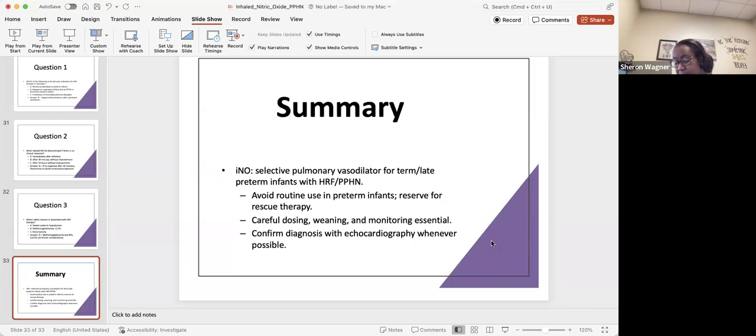And also PPHN is to be confirmed by echocardiography whenever possible. But if you do not have an echocardiogram readily available for you, do not delay therapy. Initiate the nitric oxide, and you can get the echocardiogram at a later date.